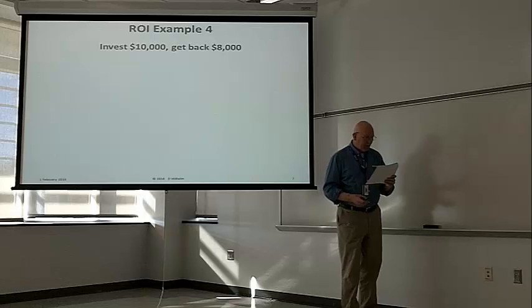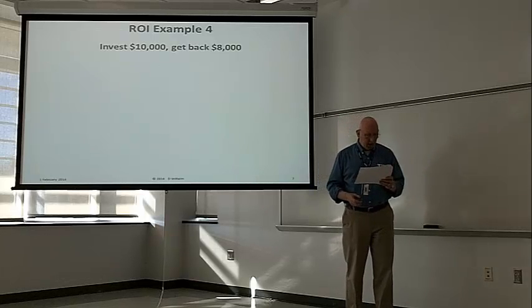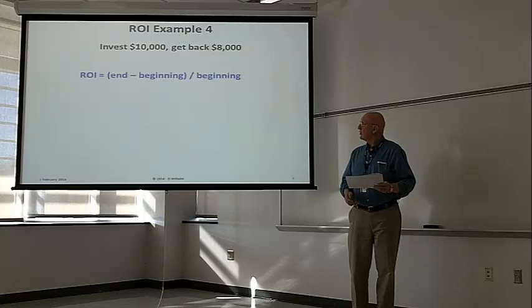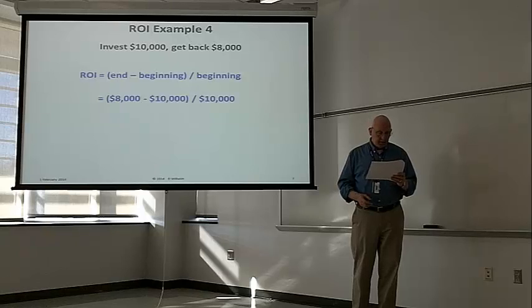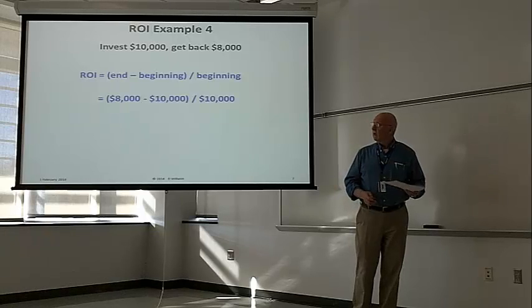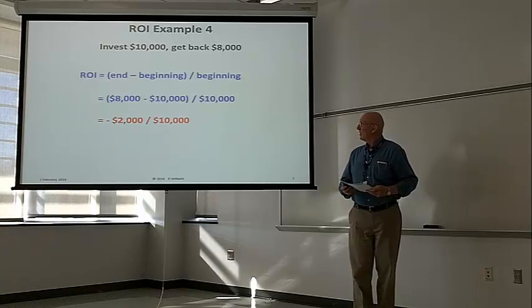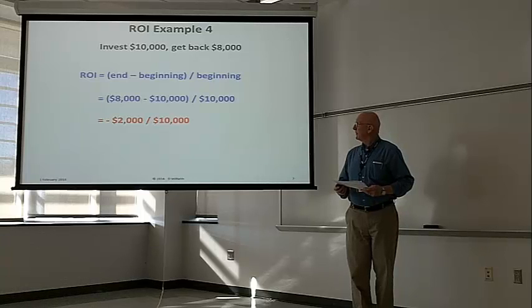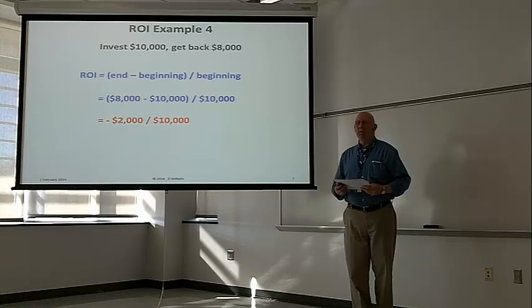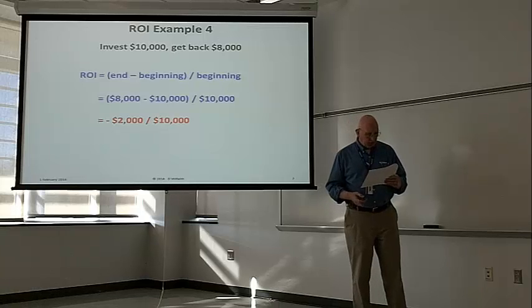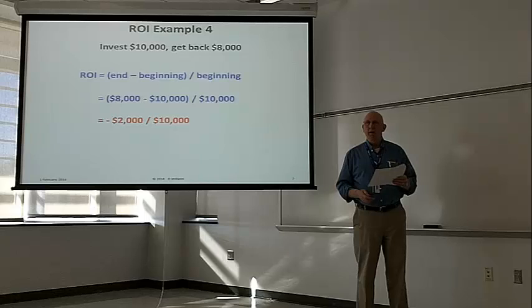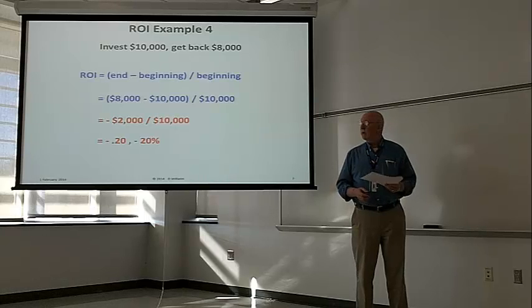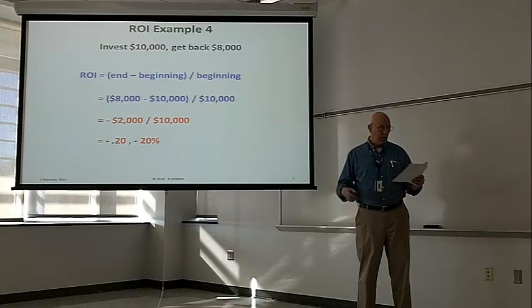Here's a whoops one. Invest 10,000, get back 8,000. You just know that's going to be bad. Same equation. 8,000 minus 10,000 divided by 10,000, only now the end is smaller than the beginning, so it's minus $2,000 divided by $10,000, or minus 0.2 or minus 20%.